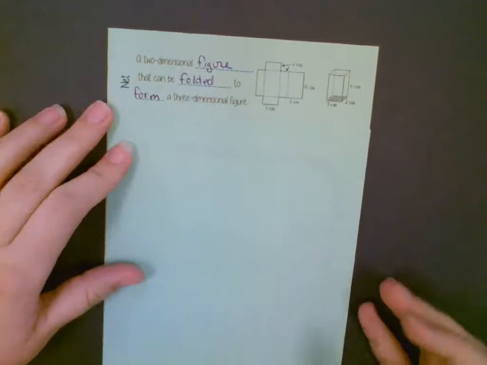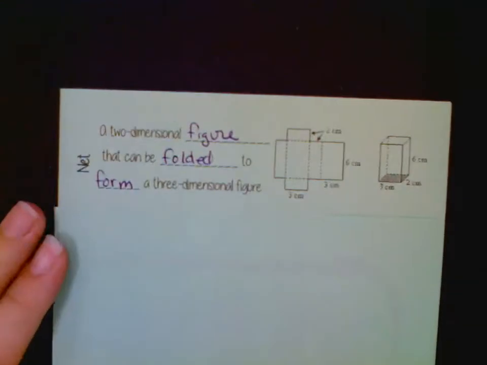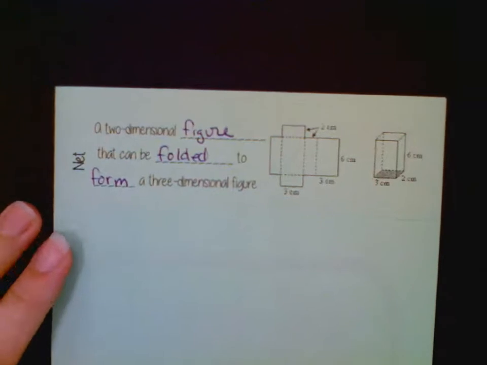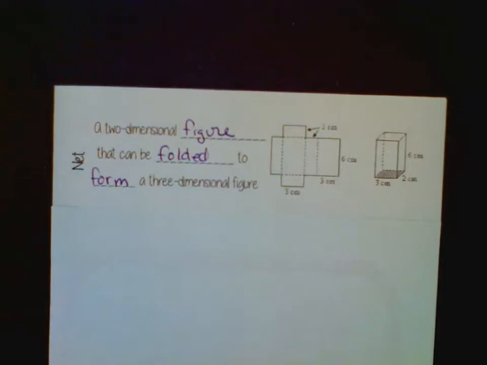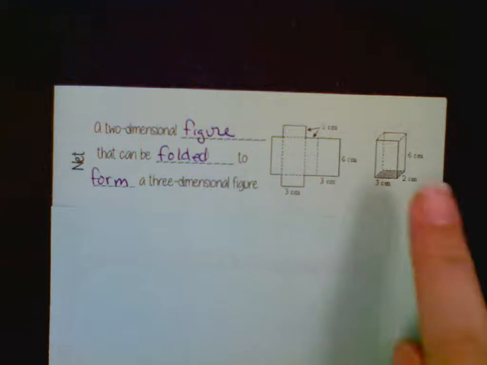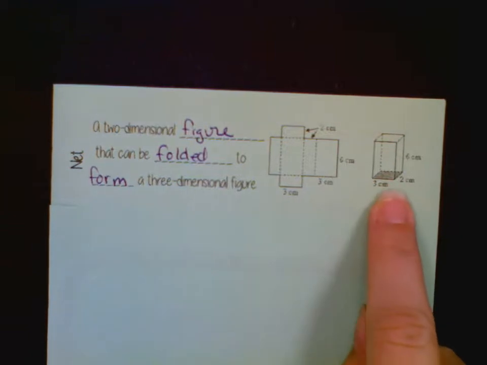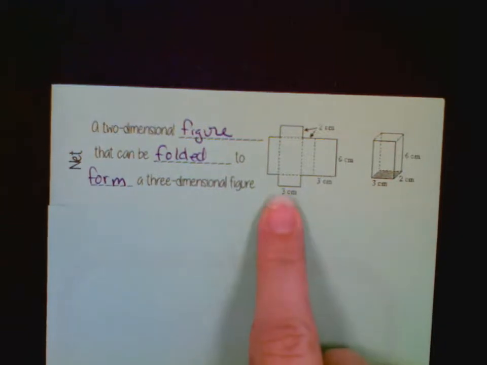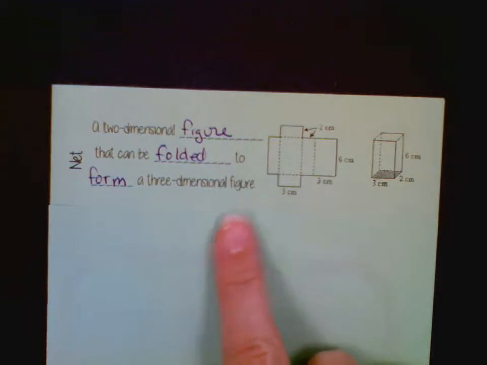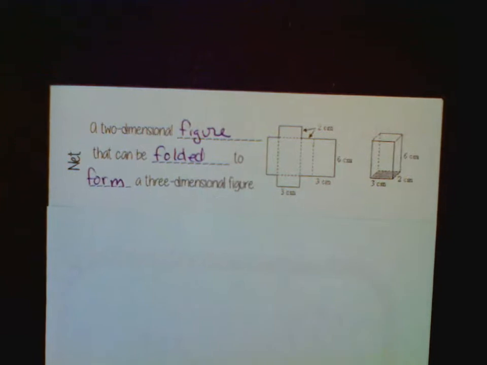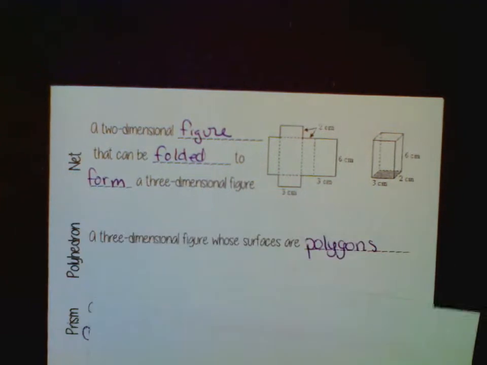The first one is a net. A net is when you take a three-dimensional figure and unfold it, what it would look like with all the sides laid out flat. So this rectangular prism unfolded could look like this. And we're going to use nets to help us find the surface area.